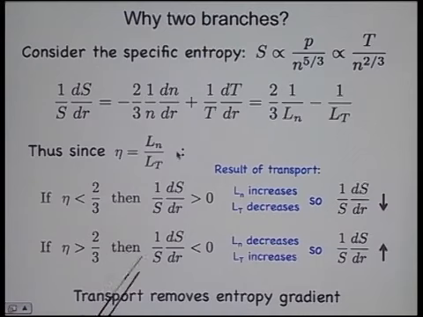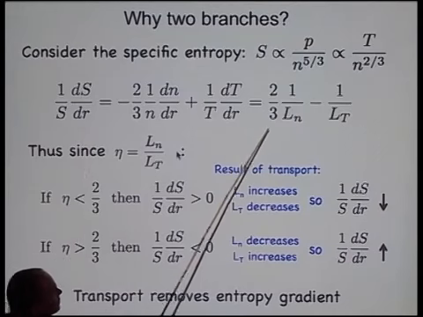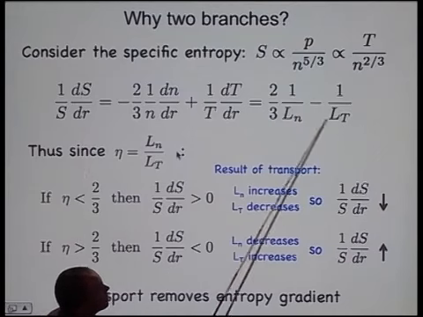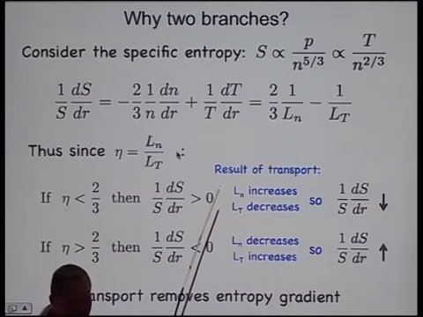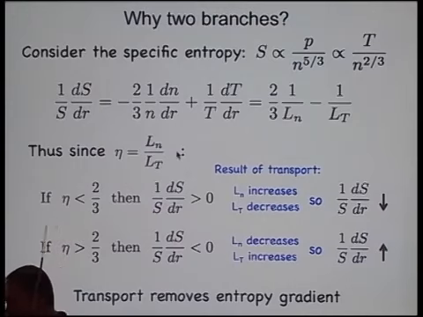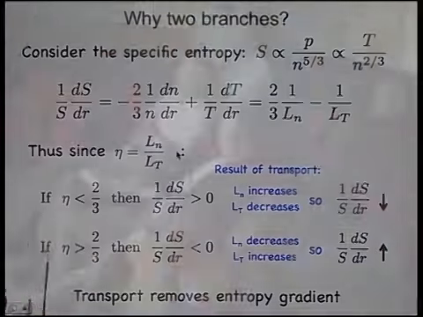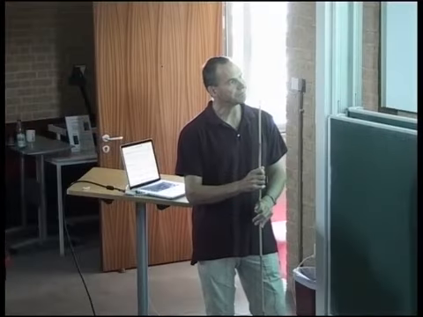So it seems to me that in either case, what the transport wants to do is make dsdr equal to 0, which is eta equal to 2/3. So that's what's special about eta equal to 2/3. When eta is equal to 2/3, the entropy gradient is 0. So does that mean that the flux of entropy is positive in all cases? Is that right? Right.